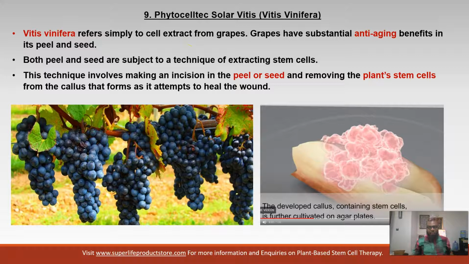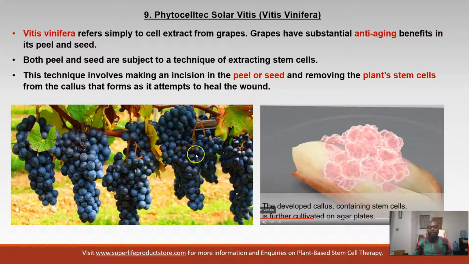And then we have Vitis vinifera. It has a scientific name called Phytoceltex solarivitis. A company, Mibel Biochemistry, named it Phytoceltex solarivitis because they were able to isolate a compound called Vitis vinifera from these grapes. It helps in anti-aging. The seed and the bark itself have strong anti-aging benefits.